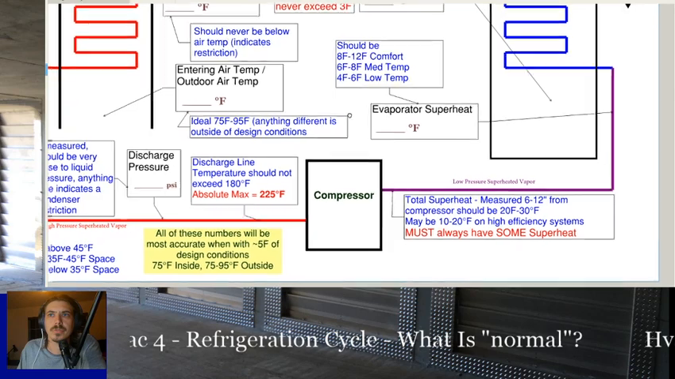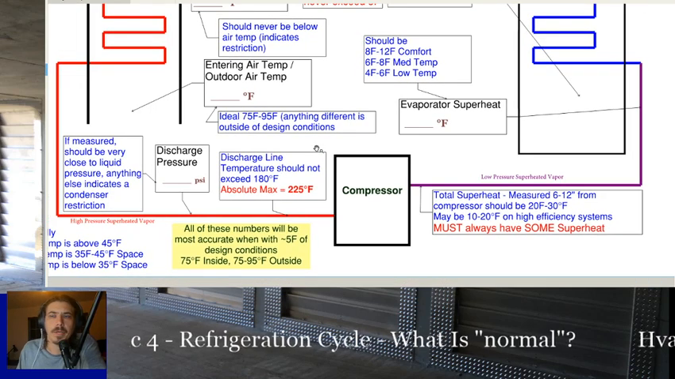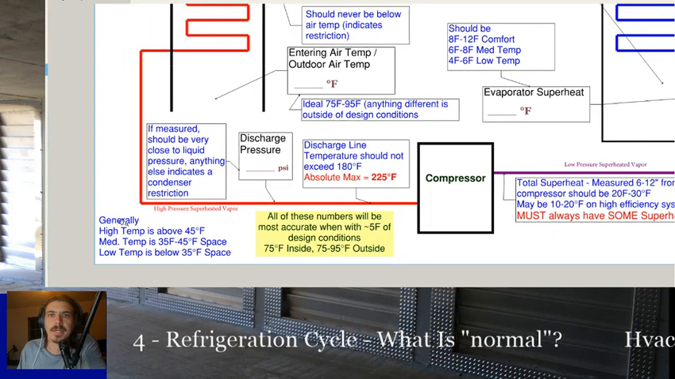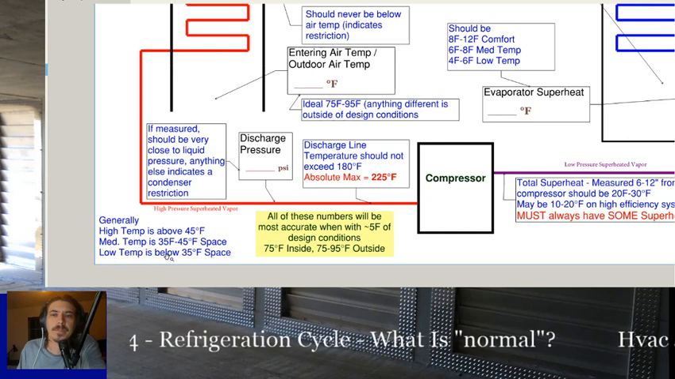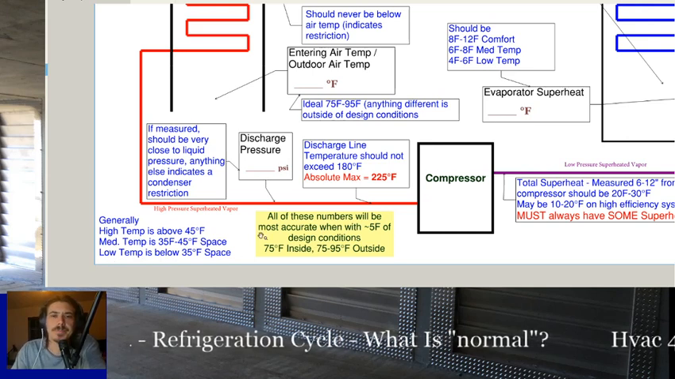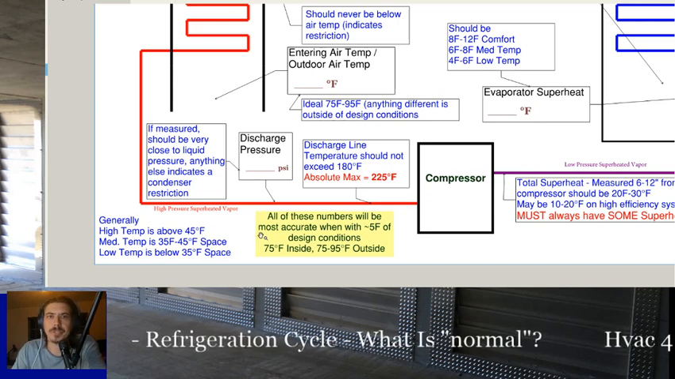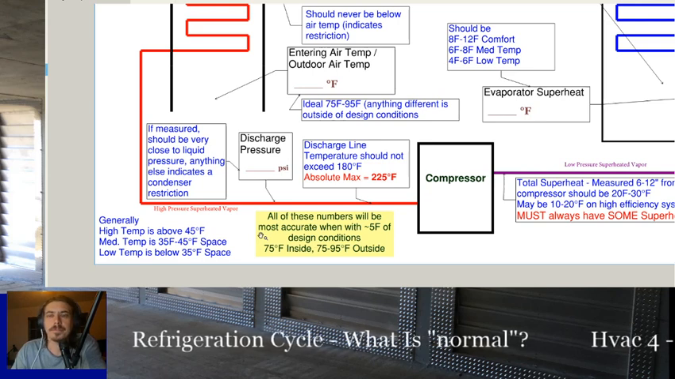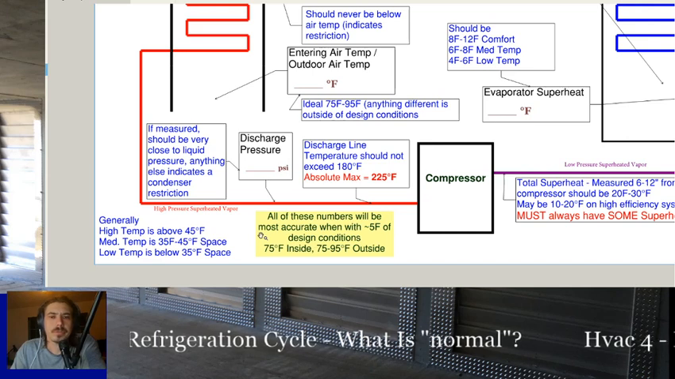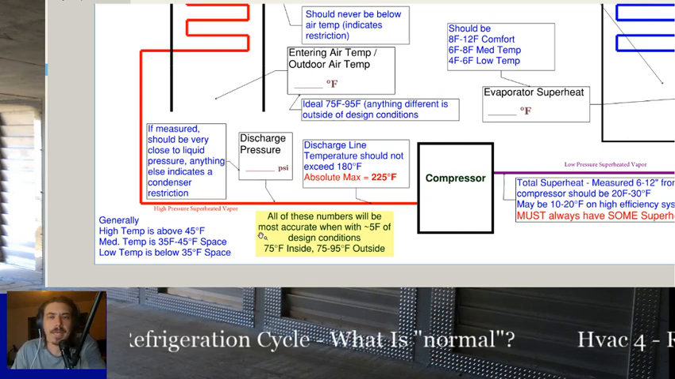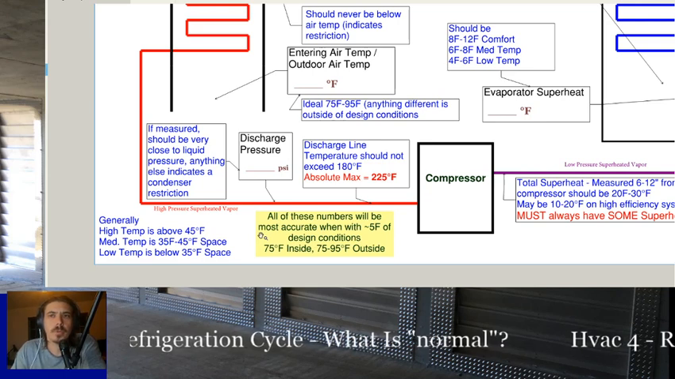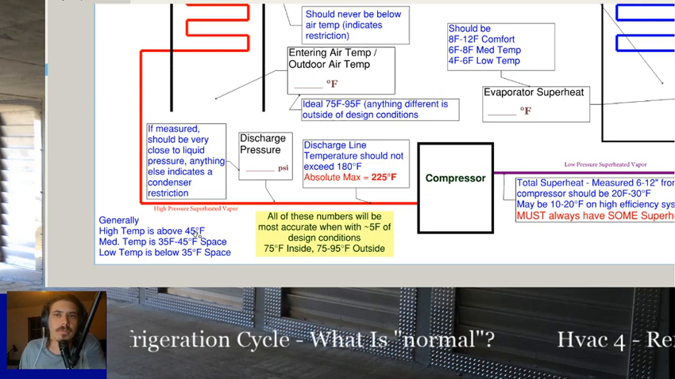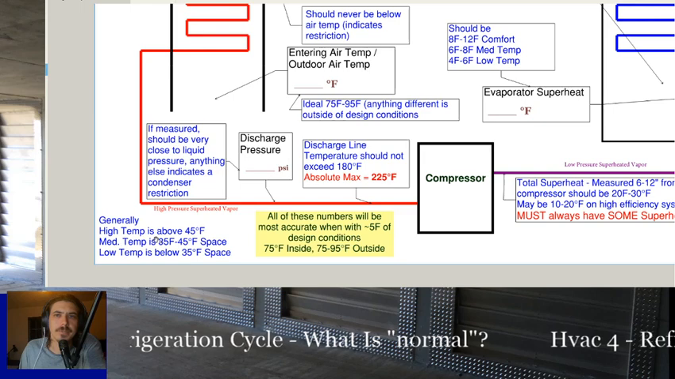But the question is, which of these are normal? So as we go through all these little points inside this diagram, understand that we're going to be talking about high temp, medium temp, and low temp systems. High temp is most of what we work with unless you're in refrigeration particularly. So if you're working on walk-in coolers and retail stores, grocery stores, things like that, where you have cases and freezers, most of what we work with is high temp, which is generally above 45 degrees. So if the space is going to be above 45 degrees, that is high temperature refrigeration.